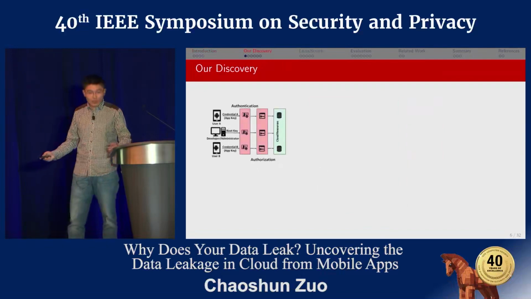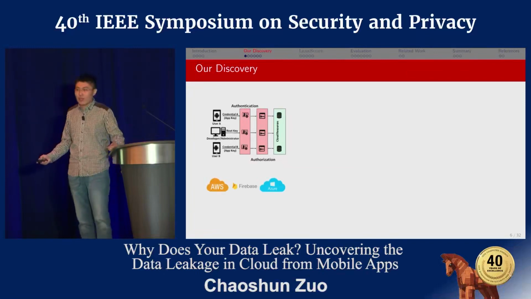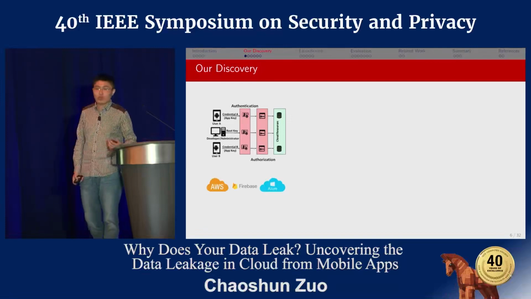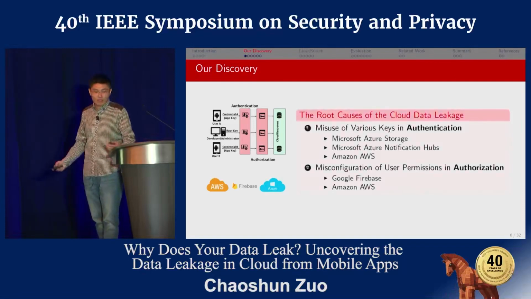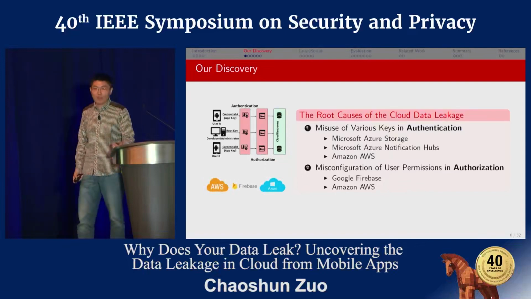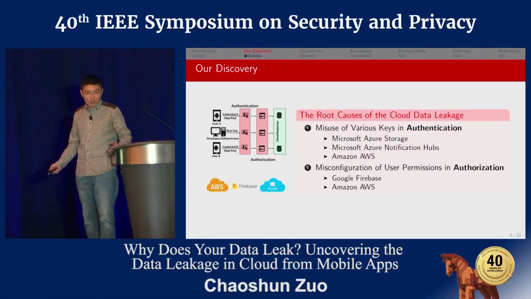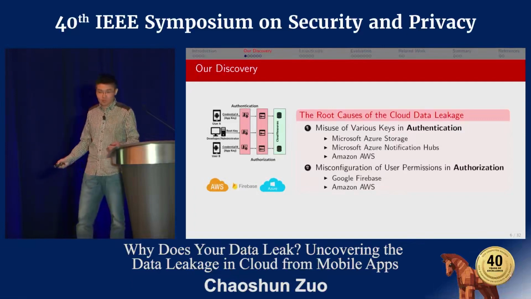In this study, we focus on three mainstream cloud providers: Amazon AWS, Google Firebase, and Microsoft Azure. We have discovered two root causes of data leakage. The first is misuse of various keys in authentication, which has been discovered in Microsoft Azure and Amazon AWS. Another one is misconfiguration of user permissions in authorization, which has been discovered in Google Firebase and Amazon AWS. Let me explain them in the following.